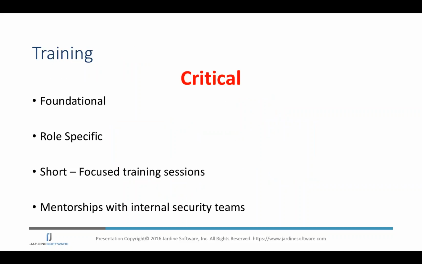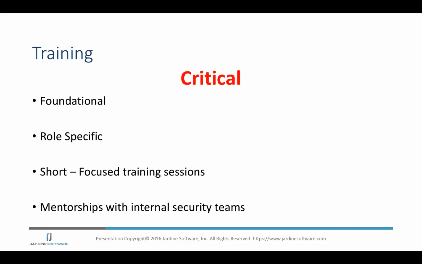Now, I mentioned training. Again, training is critical. We can do foundational training. We can do role-specific training. Often, mostly what we do is foundational. And it is a 2-day, 3-day course that we send everybody to. It's a boot camp of information. And, okay, everybody's had security training.